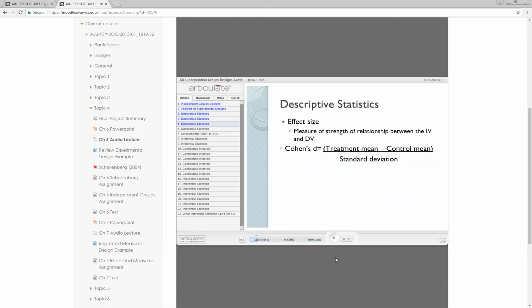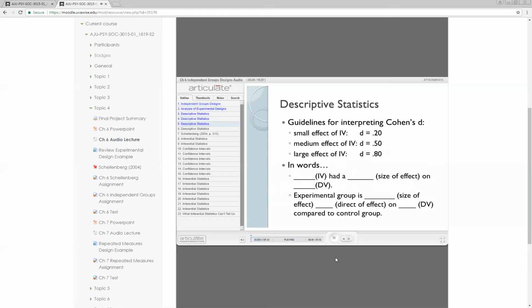However, we're not just interested in our dependent variable. Remember that with an experiment, we want to know about the effect of the independent variable on the dependent variable. How did our manipulations affect the dependent variable? So one descriptive statistic that we can use to measure this is the effect size, which tells you about the strength of the relationship. The effect size is called Cohen's d. What we do to calculate Cohen's d is look at the treatment mean minus the control group mean and divide by the standard deviation.